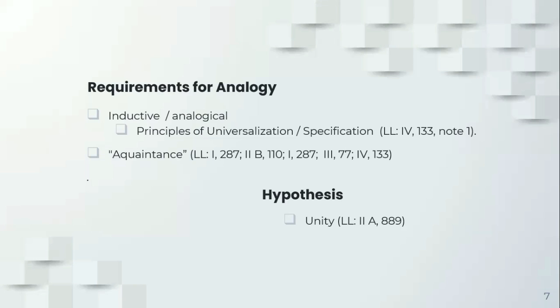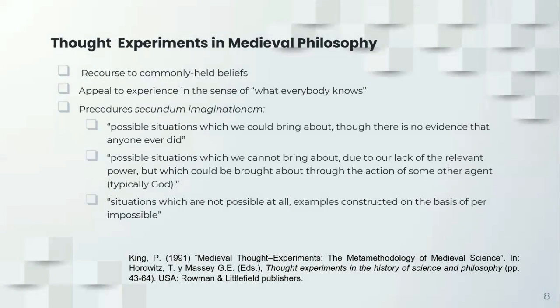For that purpose, I will compare it with one of the cases of thought experimentation mentioned by Peter King in his work, Medieval Thought Experiments: The Meta-Methodology of Medieval Science. One of the several cases mentioned by King is the one of the late medieval philosopher Jean Buridan, who objected to the theory known as antiperistasis, defended by Aristotle, to explain projectile motion, according to which the air surrounding a moving body rushes in from behind in the space vacated by the projectile to impart a continuing force to the body and keep it in motion.